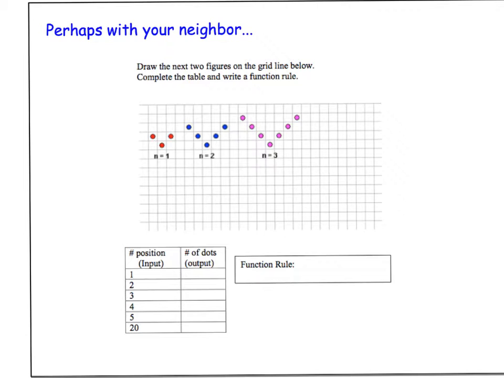Here's another example like the last one, and perhaps if you're sitting next to someone, you could dig into it with them and see what their thoughts are. But your job is to draw the next 2 figures on the grid and complete the table and the function rule that would match the pattern. Pause the video now and don't give up. I know this stuff can be hard, but persevere.